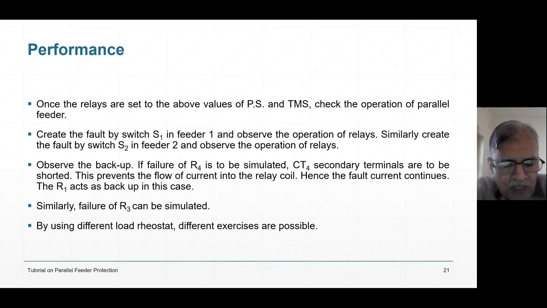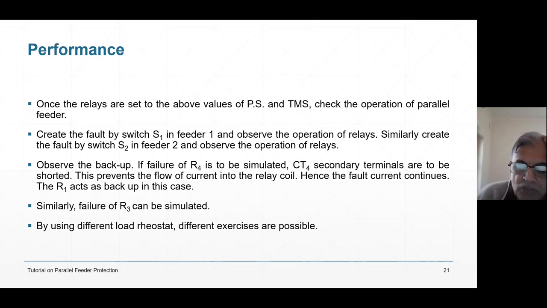Similarly for S2, R2 and R4 trip, relevant breaker trip. For backup, R1 should give backup to R4. For that, short the CT secondary of CT of R4. Then R4 will not operate, and R1 will give backup after the certain time which you have designed, right? So similarly, F3 can be simulated, fault can be simulated.